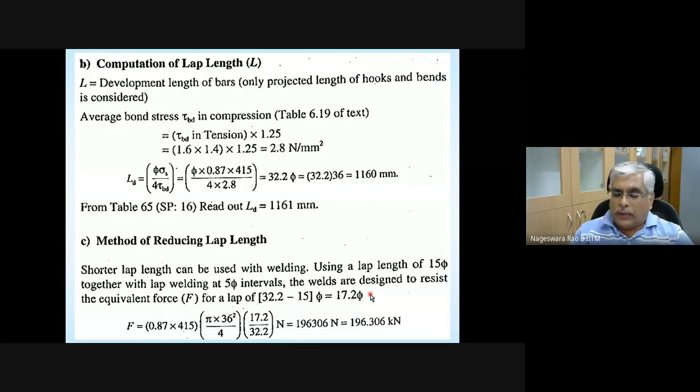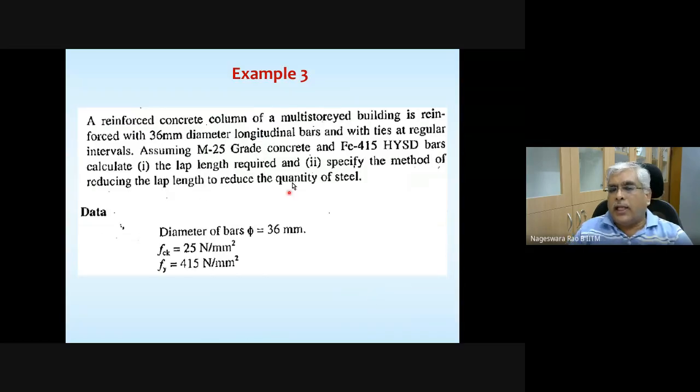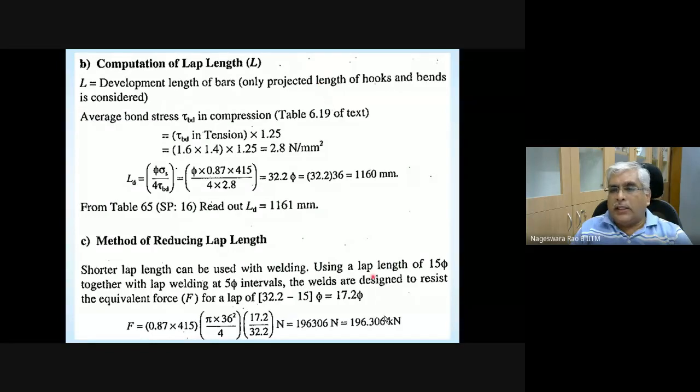So this is what we missed out in yesterday's class. This example I have not covered. So for completeness, I just wanted to go through this example in today's class. Any questions here? And please note that this is not the only solution. This is one kind of solution to reduce the lap length.